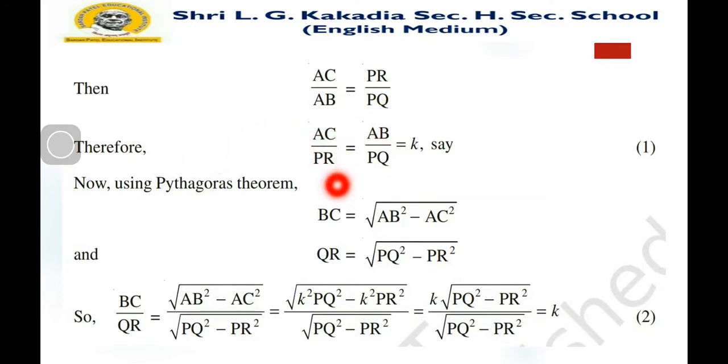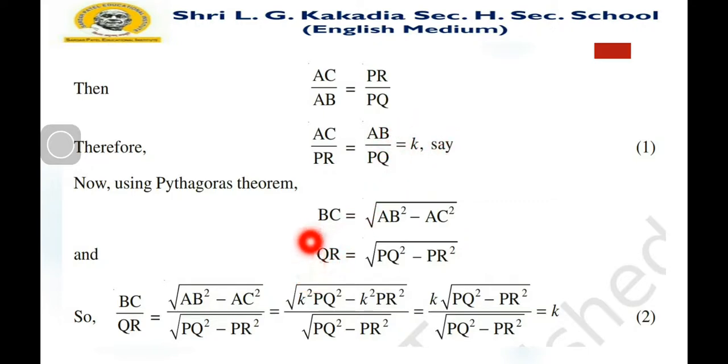Therefore, AC upon PR, what we have done? We just move PR here and AB here. AC upon PR is equal to AB upon PQ is equal to K, say. Now using Pythagoras theorem, BC is equal to square root of AB square minus AC square, and QR is equal to square root of PQ square minus PR square. So BC over QR will be square root of AB square minus AC square upon square root of PQ square minus PR square. Now put the value of AB square and AC square, as you can see here.